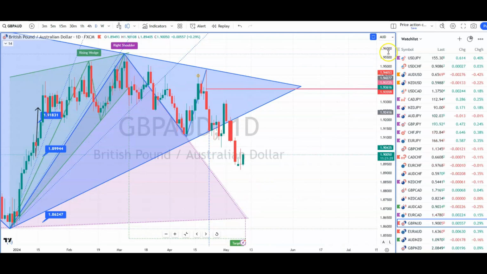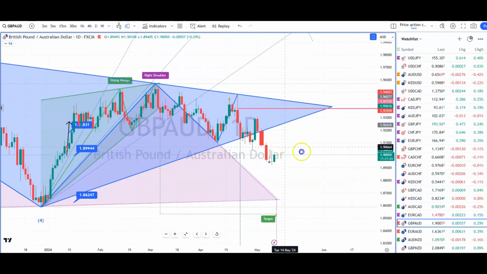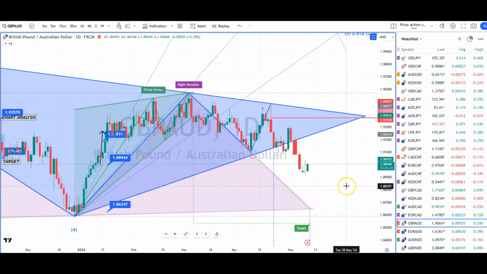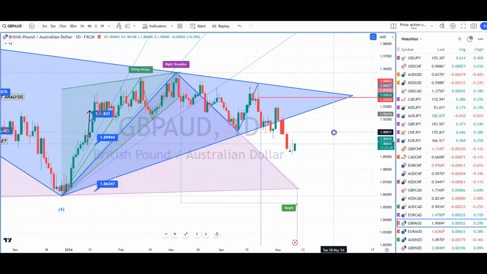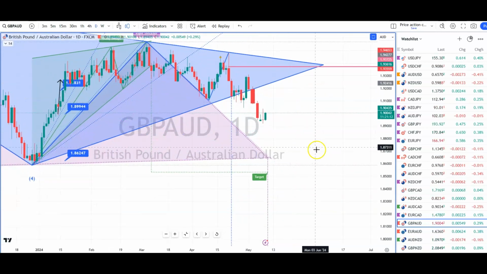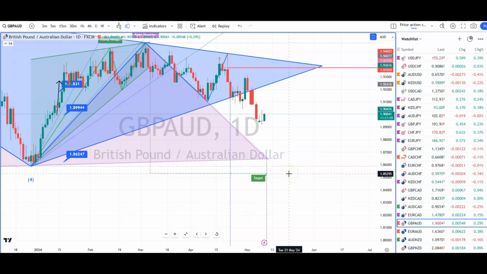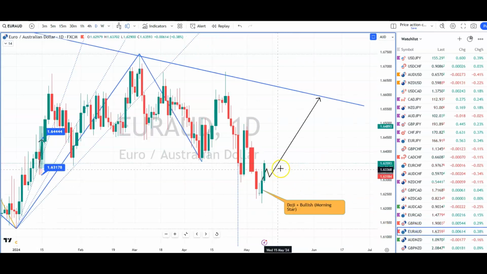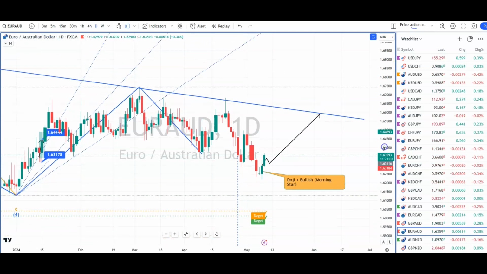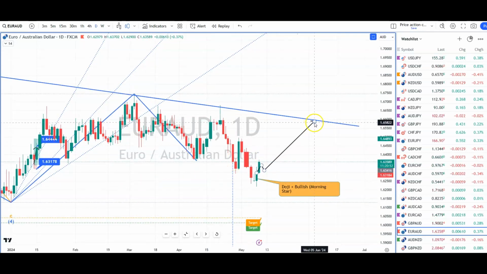Pound Aussie into a parabolic downtrend. You can see it achieving lower highs and lower lows, so that's continuation. It's broken this triangle formation here, which is continued weakness, so we do expect this price to come down to 185.29. Similar for the Euro Aussie. However, we do have a doji and bullish candle together, morning star, so we do expect this price to come up to this area, 165.90 in the next few days.